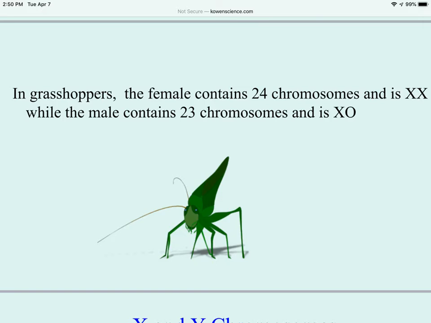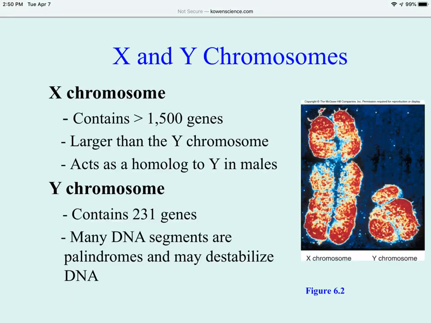But as we continue, grasshoppers, the females contain 24 chromosomes. They are XX. The males contain 23 chromosomes, and they are XO. Now, when we look at an X and a Y chromosome, you can see that over on the figure on the right. They're both labeled. You'll notice that the X chromosome is much larger. It contains over 1,500 different genes, while the Y chromosome, being much smaller, contains 231 genes. Most of these genes are going to be associated with male development and the sexness of males.